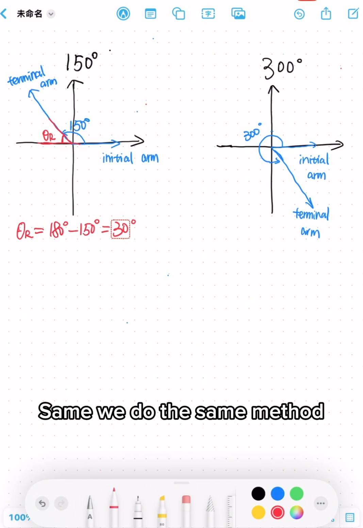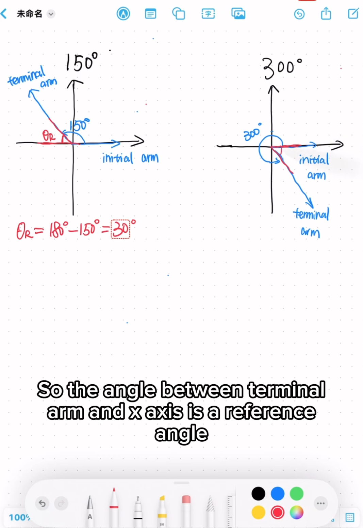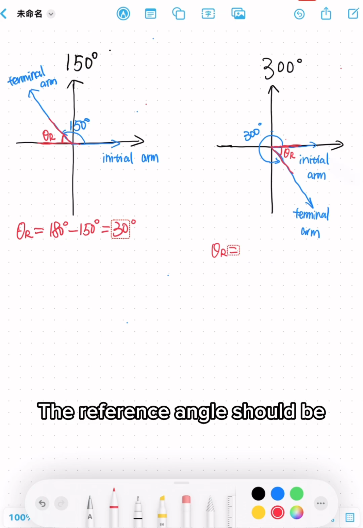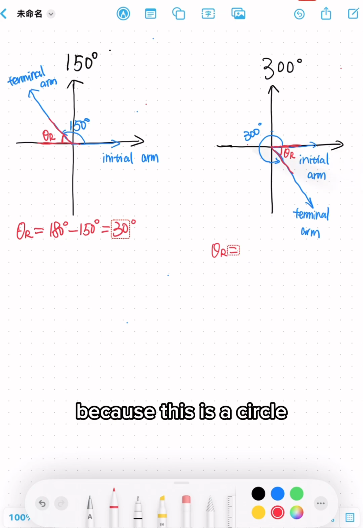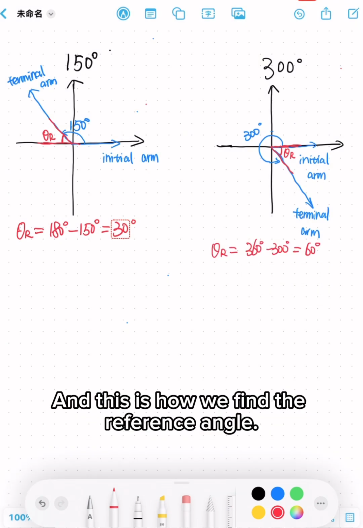Same, with the same method, we find the terminal arm and we find the x-axis. So the angle between the terminal arm and the x-axis is the reference angle. So in this case, the reference angle should be, because this is a circle, 360 degrees minus 300 degrees, which is 60 degrees. And this is how we find the reference angle.